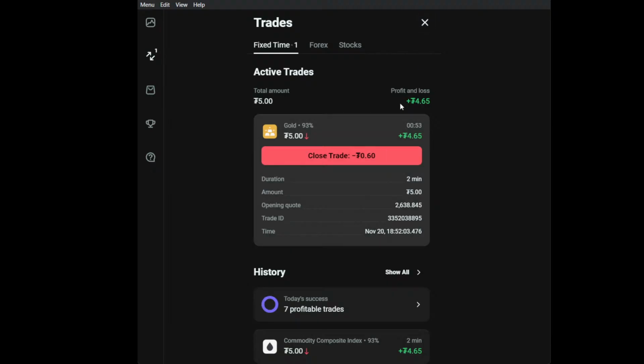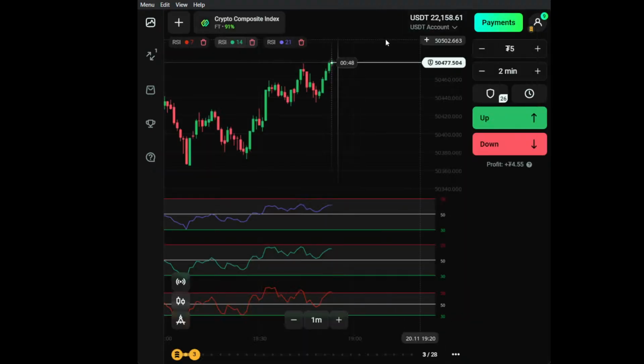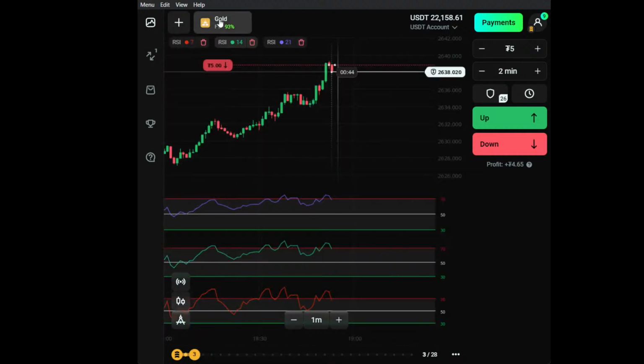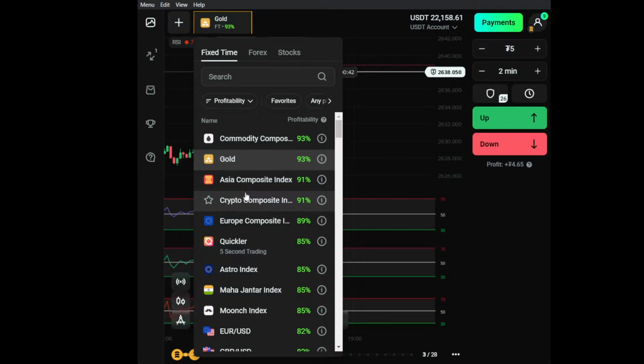Okay, we have the gold going positive. Let's check if there's going to be any changes or what is the status. Okay, the trade should go positive.